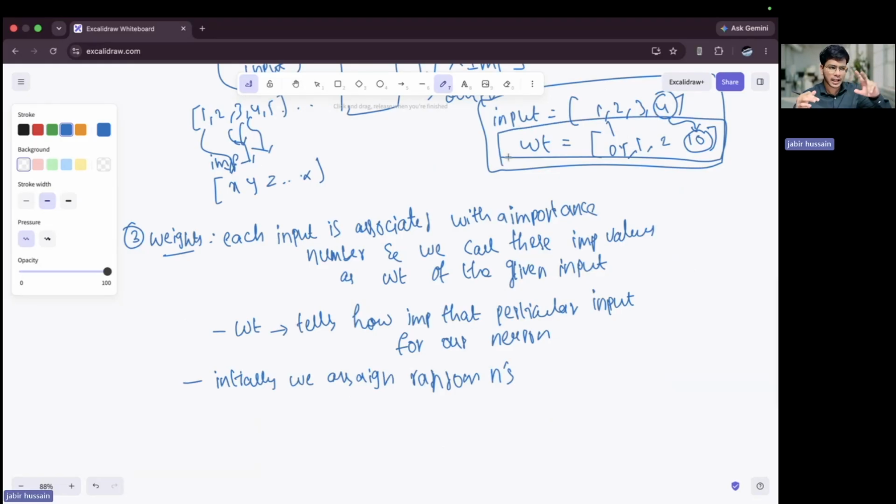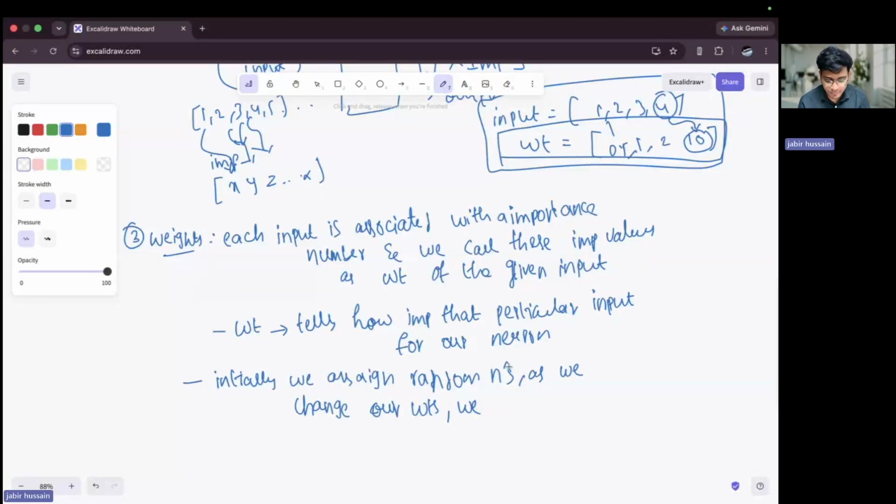We put a random function, which is a Python library. We just put it in this array, and random numbers will come up. And as we train, as we change our weights, right, we get the most optimum weights. We get the most optimum numbers instead of random numbers. We get the correct weights, right? The correct weights. Got it?